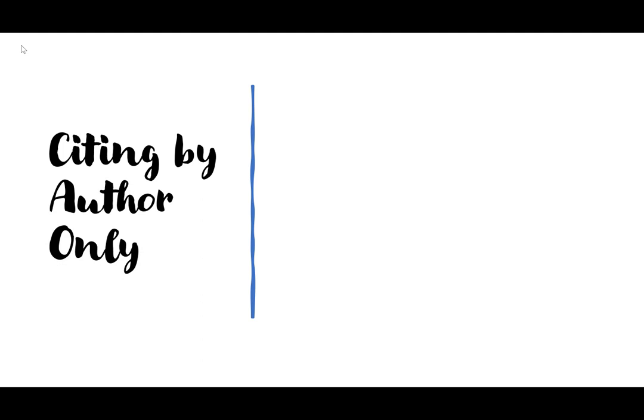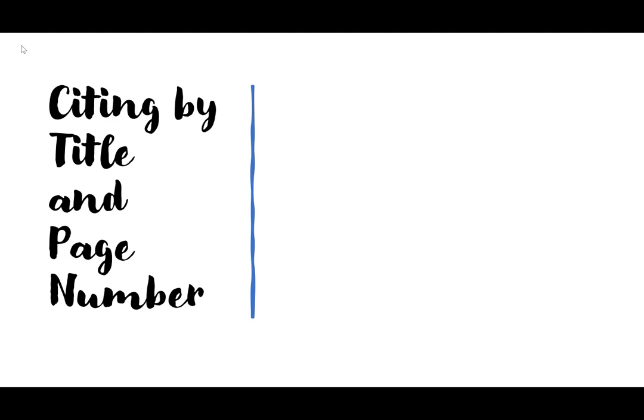Now, if a source doesn't have page numbers, then you cite by author only. And this is an example of how to do that. You'll notice once again there's a space before the citation. The citation is in parentheses, period on the outside of the citation.